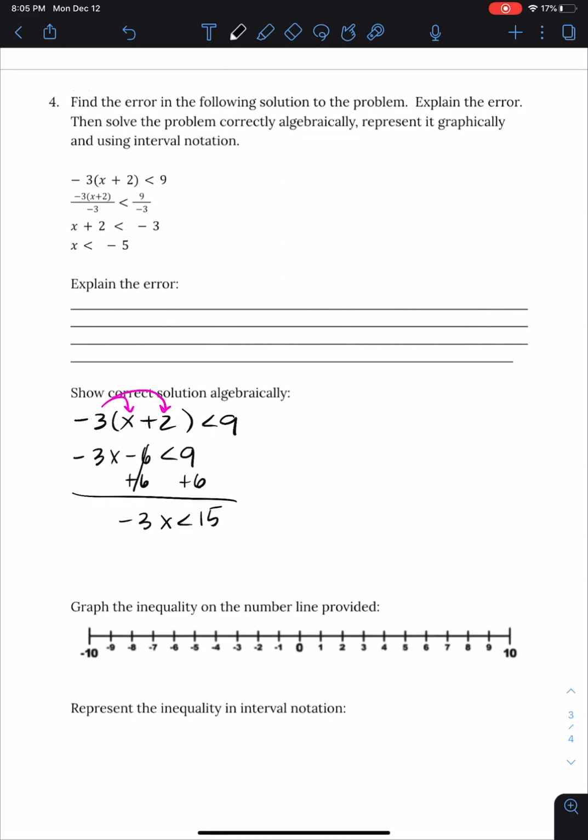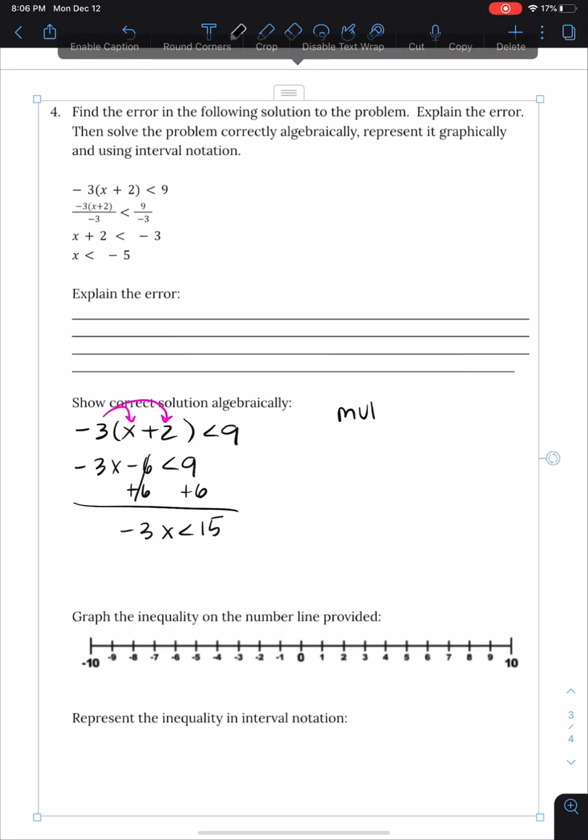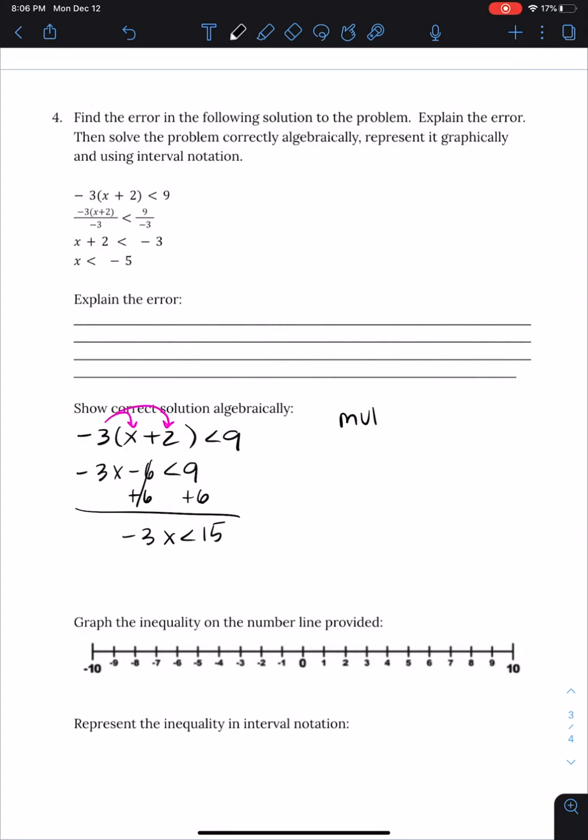Now remember, the sign will change from less than to greater than if we multiply or divide by a negative number. But here we added a positive number, so the sign did not change, so we're good. So -3x is less than or equal to 15.